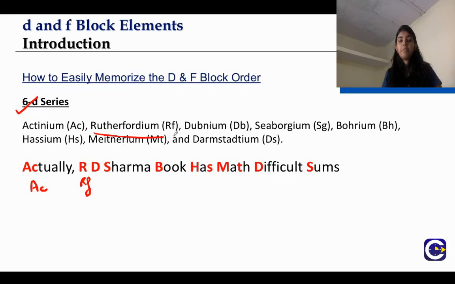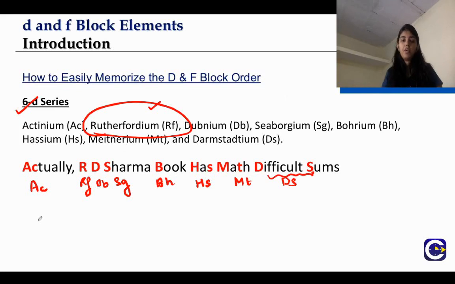See, this is the same Rutherford who invented the Rutherford model of an atom. R.D. Sharma book has math difficult sums. Okay.